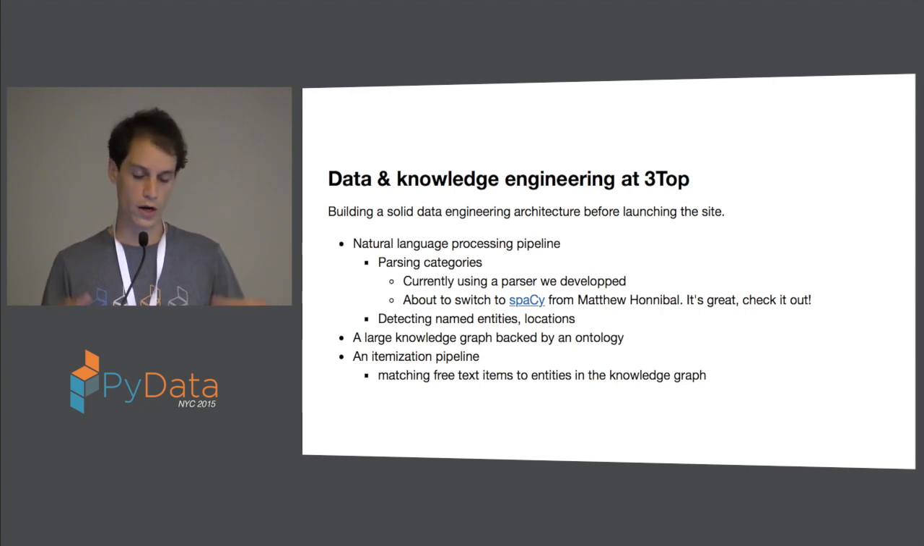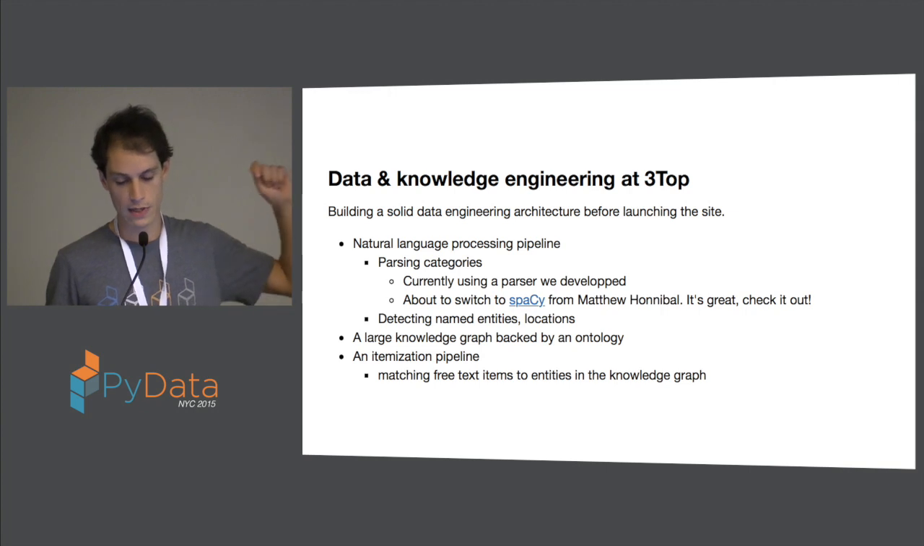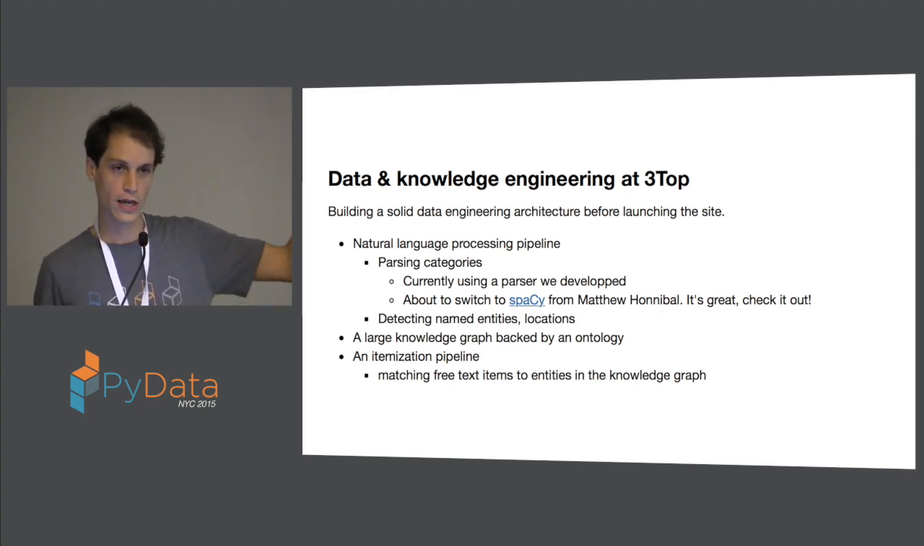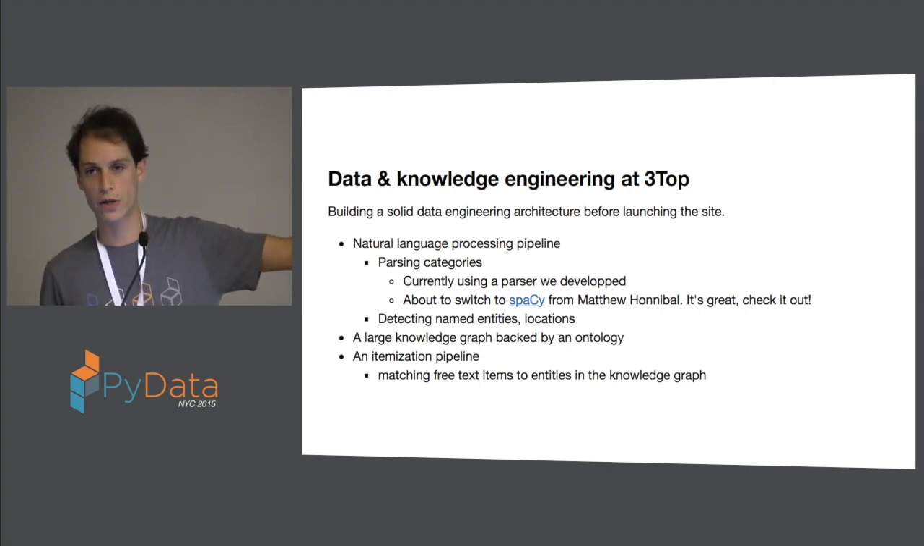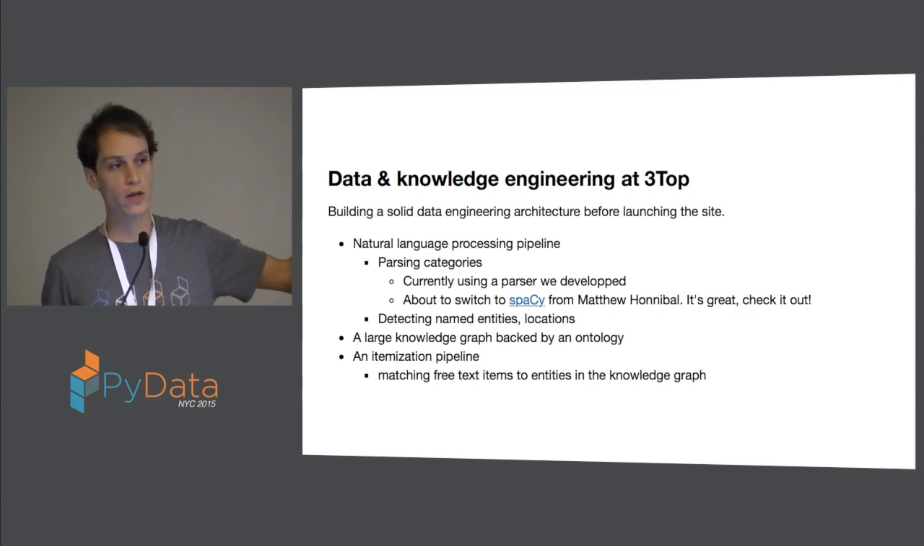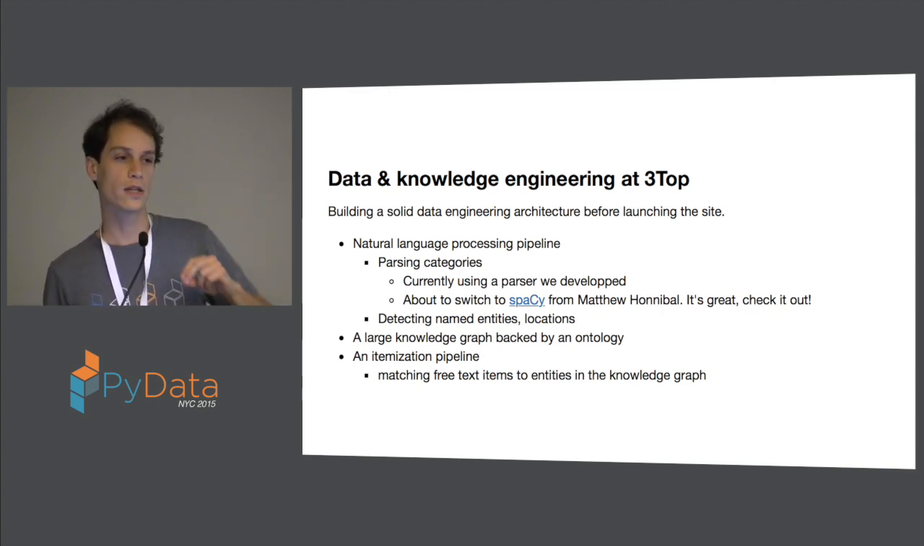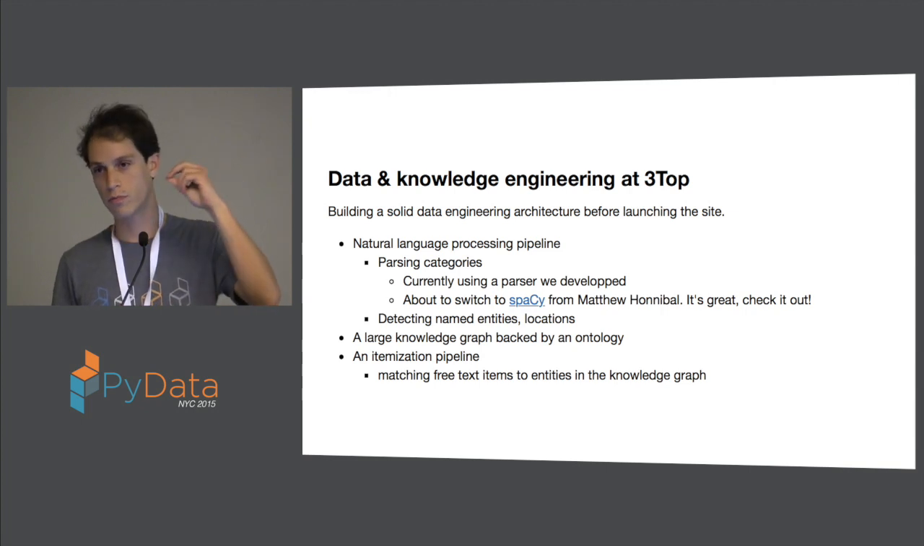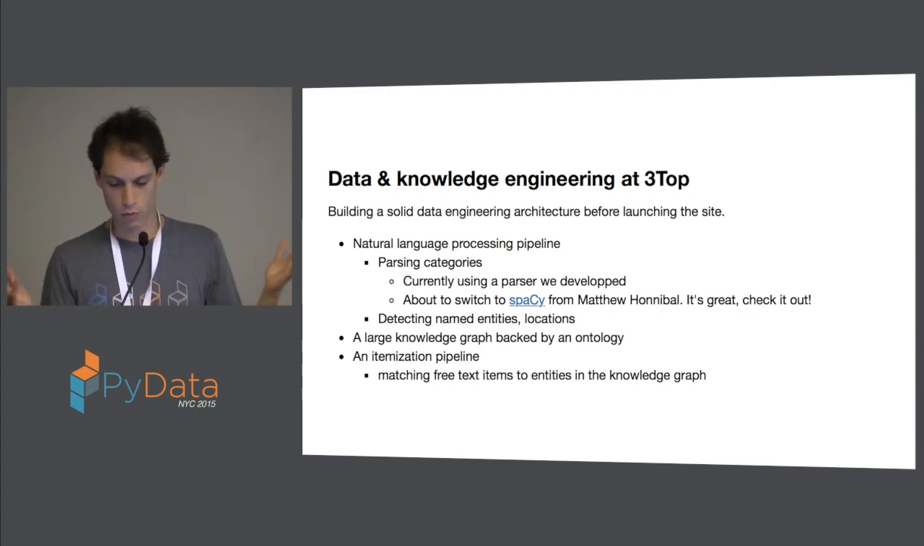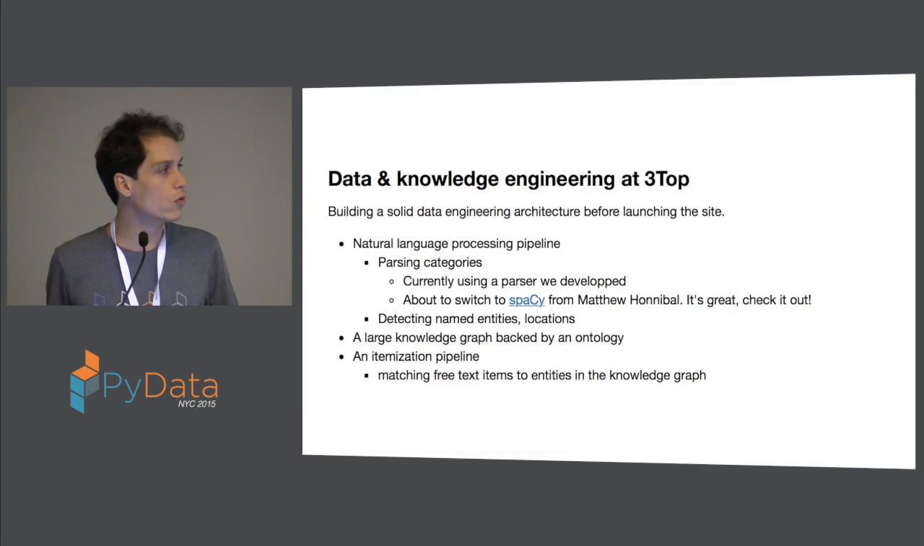And so we have a knowledge graph backed by an ontology, and we have this itemization pipeline that takes what we understand from the category, takes the items, and then tries to match those items to an entity in the knowledge graph. And once we have that, we have a much richer data infrastructure to do recommendation, to present more information to the user as well, to do auto-completion, to do various tasks.